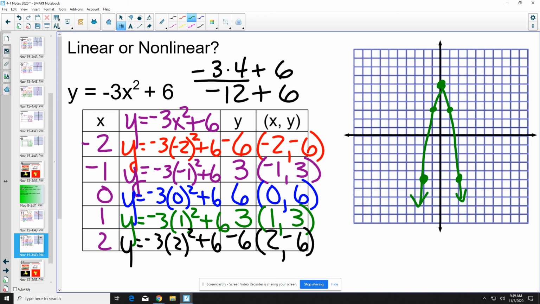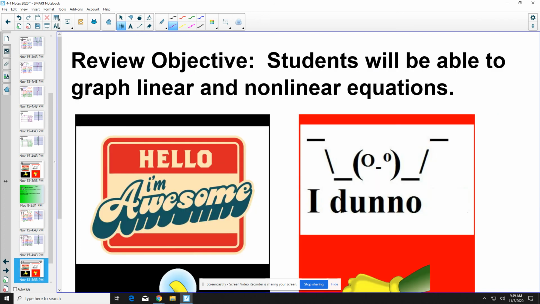Okay, is this linear or non-linear? Non-linear, okay, because it's not a straight line. You can tell by the equation it's non-linear because I have x to the second. If you have x or y to a different power than 1, it's not going to be a straight line, it's going to be non-linear. All right, so how do you feel about graphing linear and non-linear equations?